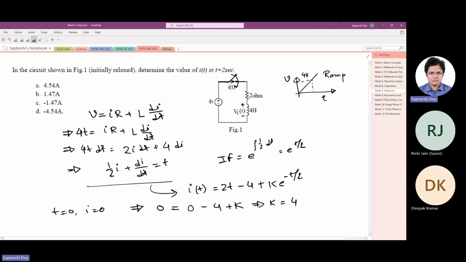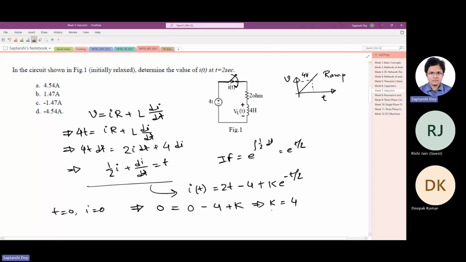Have you studied Laplace transformation? Yes, sir. Okay, so you know how to solve differential equation using Laplace transformation. Yes. Okay, so you can solve them in that way also. Anyway, it hardly matters how you solve. You will get the same thing at the end.